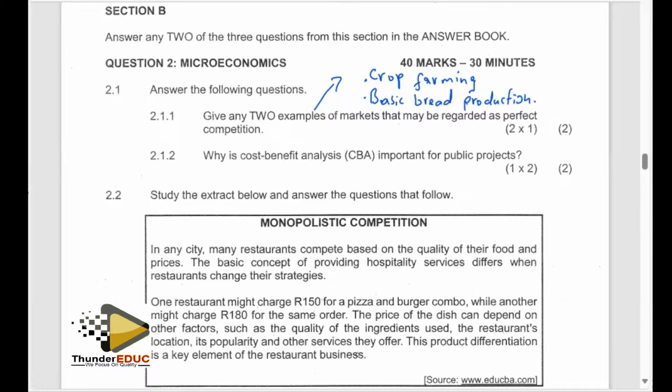Okay, right. So now let's check 2.1.2. Why is cost-benefit analysis important for public projects? Remember, cost-benefit analysis is a tool that a government uses to check whether a project is worth taking or not. So they actually check what? They actually check the benefits against the costs. If there are more of the benefits than the costs, then they normally choose such project to actually undertake.